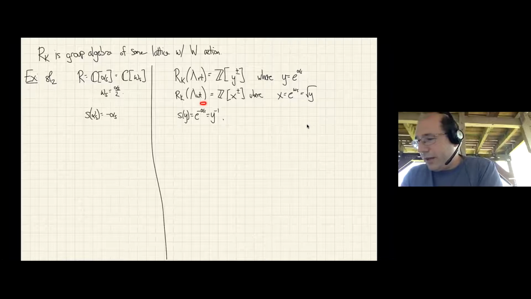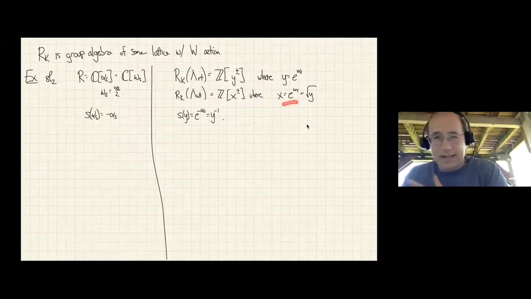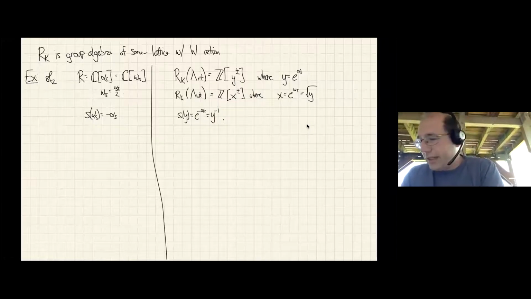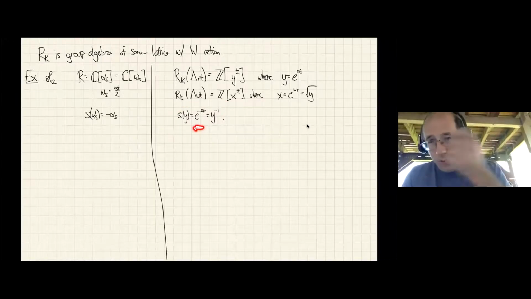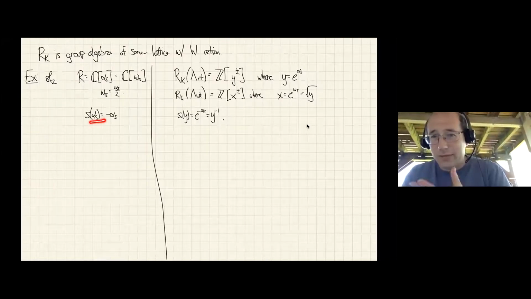If I had used the fundamental weight, I should let x be e to the omega s, which is the square root of y, and look at Z[x, x inverse]. So these are slightly different rings. I mean, they're isomorphic, but one includes inside the other. But the difference here is that when you act by s, it sends e to the alpha s to e to the minus alpha s. It sends y to y inverse. That's very different from sending something to minus itself. You send it to its inverse. It's a very different ring structure. Sorry, very different action on this ring.